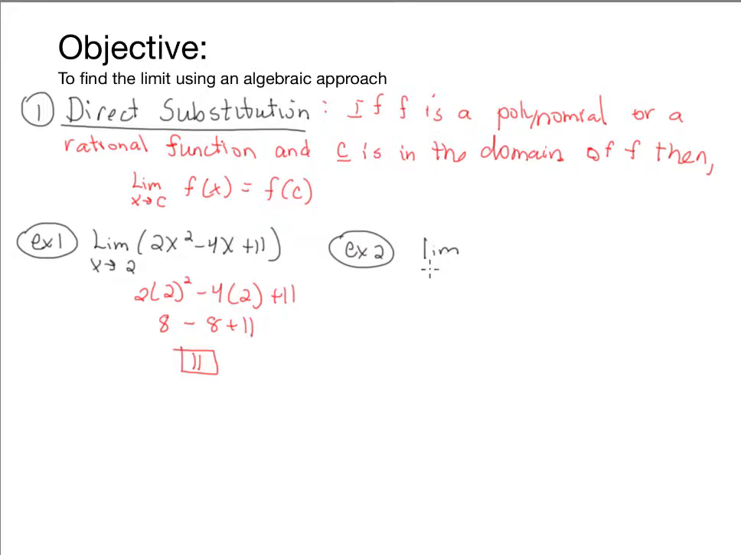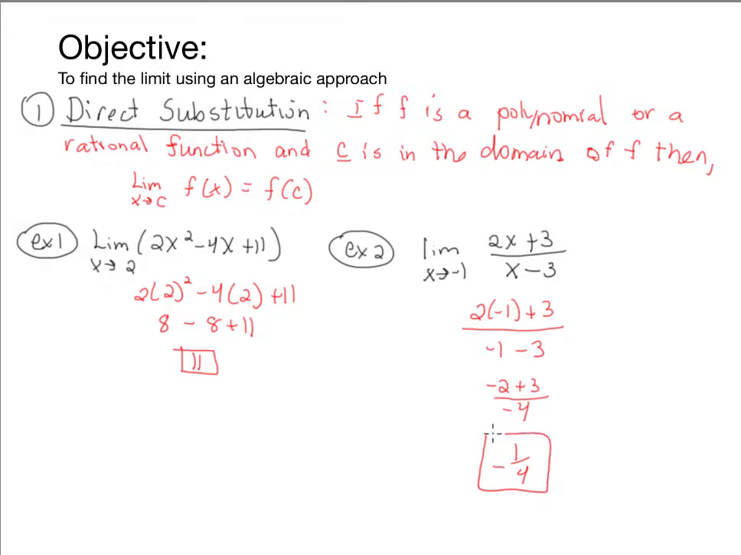In our next example, we have the limit as x goes to -1 of the rational function 2x minus 3 divided by x minus 3. For simplicity, let's change that to 2x plus 3. So let's try direct substitution. Replace every x with -1 and see what we get. On the top, that leaves us with 1 divided by -4, which is -1/4.